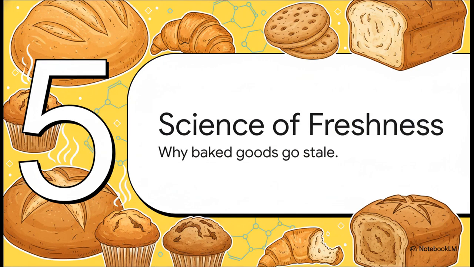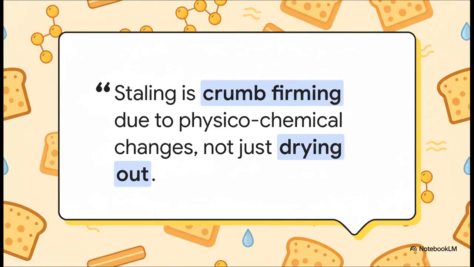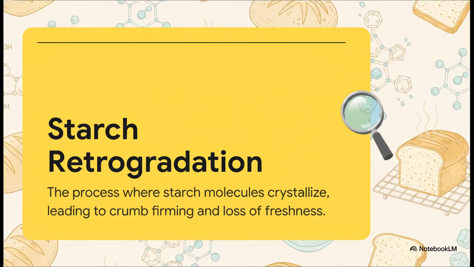So, for our final chapter, let's talk about the inevitable end for all these delicious things: staling. I mean, why does that perfectly soft, amazing loaf of bread turn into a hard brick after just a few days? You know, most of us think that staling just means the bread is drying out, but that's not really the whole story. The real reason is actually way more fascinating. It's all about what the molecules inside the bread are doing on a microscopic level. The scientific name for it is starch retrogradation.